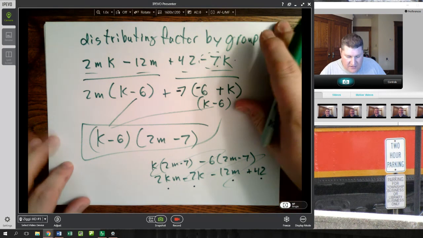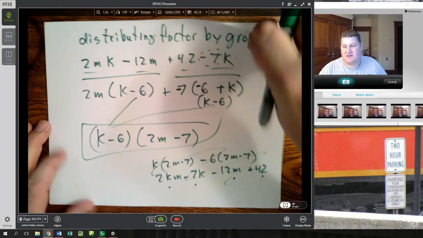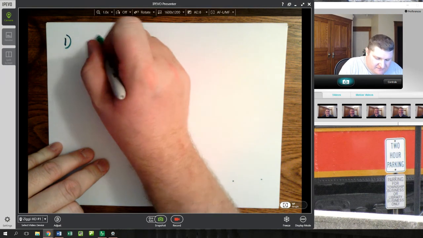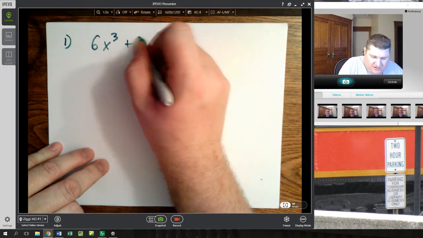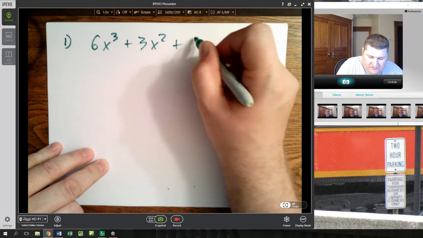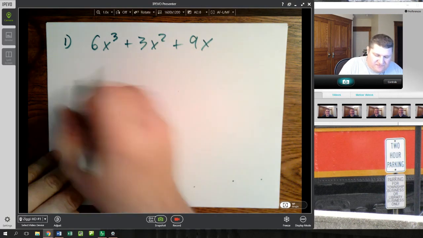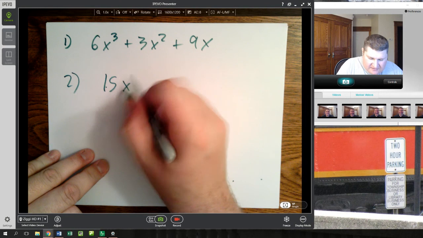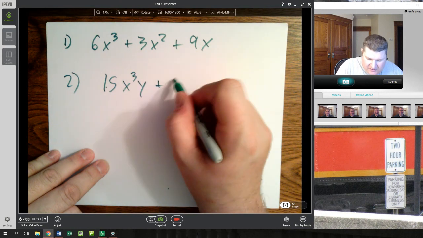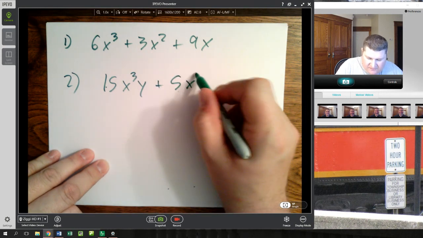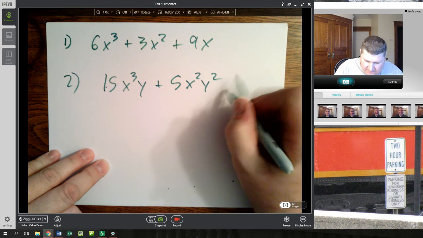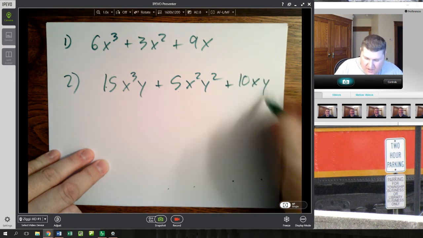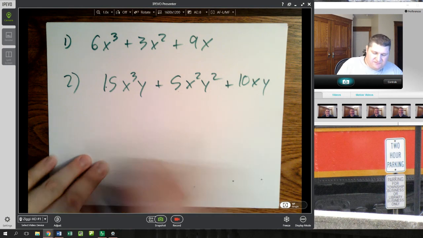So here's what I want you to do. I want you to do a couple practice problems for me. One, I have 6x cubed plus 3x squared plus 9x. I want you to factor. Number two, I have 15x cubed y plus 5x squared y squared plus 10xy. There you go. So let's see if we can do that.